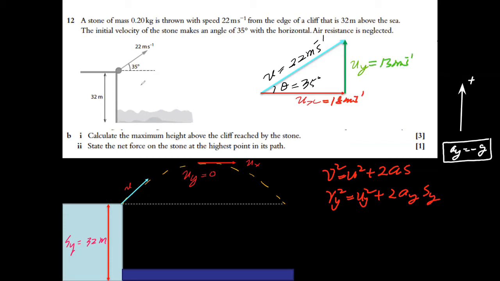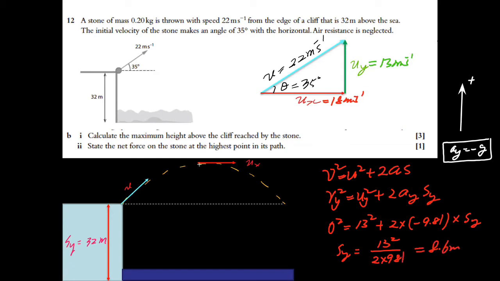At the highest point, vertical component of velocity becomes 0. So 0 squared equals initial velocity in vertical component, that is 13 squared, plus 2 times minus 9.81 times sy. So sy equals 13 squared divided by 2 times 9.81, which equals 8.6 meters. That means this height sy equals 8.6 meters.